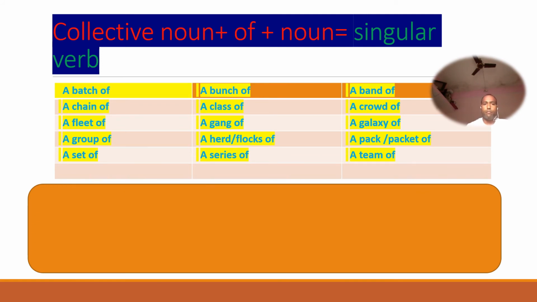See, a batch of, a bunch of people, a band of musicians, a class of, a chain of, a crowd of, a fleet of, a gang of lions, a galaxy of stars, a group of, a herd of goats, a flock of, a pack of, a packet of, a set of, a series of, a team of. These give the collective noun, right? After this, we have to use a singular verb.